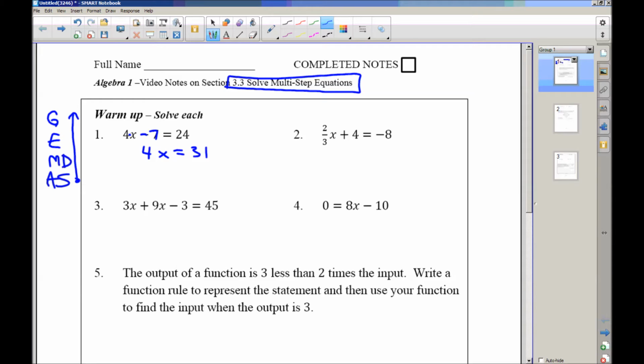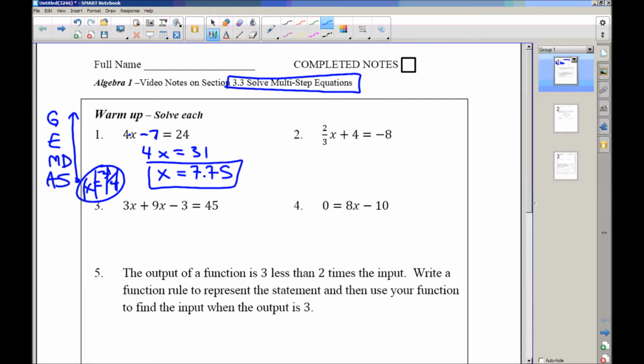The inverse of times by 4 is divide by 4, and this will give me 7.75. Although you could write your answer as 31 over 4, which is a reduced improper fraction. But I prefer the decimal in this case.